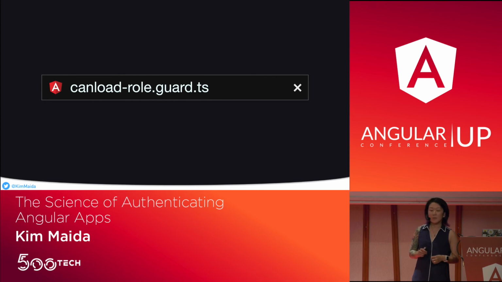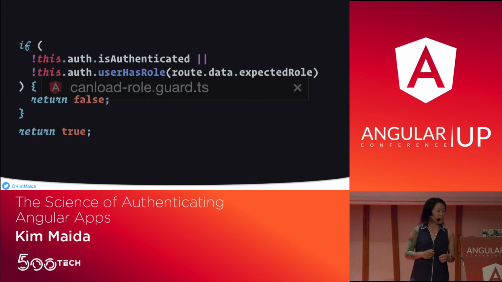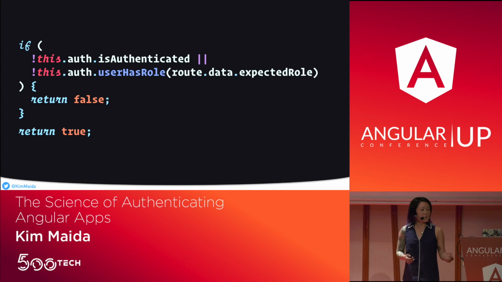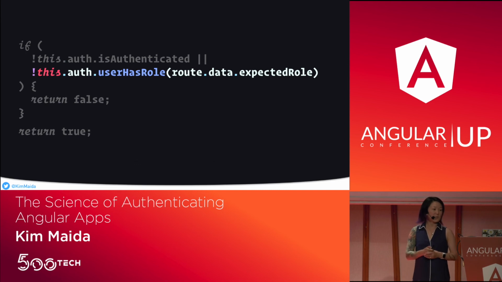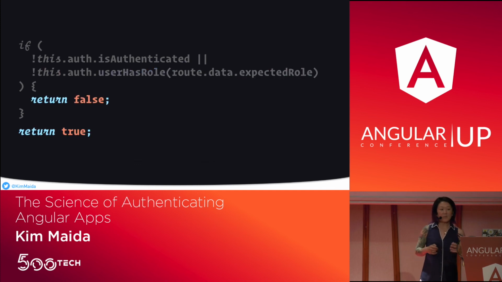Now our canLoad role guard is going to look something like this. We're going to lazy load the module if canLoad returns true, right? So we want to check if they're authenticated, and then we also want to make sure that they have the expected role. So maybe our authentication service has a method called userHasRole. You just pass in as a parameter the expected role that you want to check for, and in this case, we can just grab that out of the route data. And then we can grant or deny access appropriately based on that.